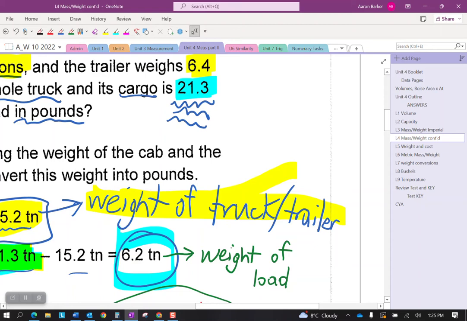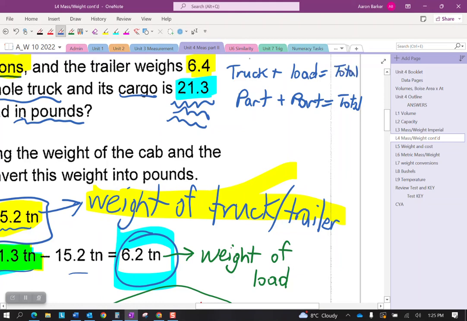Now it works the other way as well. If you know the weight of the load, you'll have the two parts: the truck components, trailer and the truck, plus your load that you're hauling, will equal your gross vehicle, your total weight. Okay?